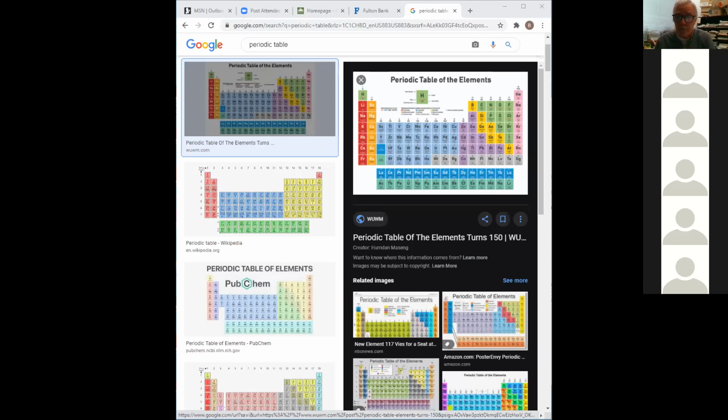For example, oxygen, atomic number 8. 8 total electrons. How many valence electrons? 2 in the first, 6 in the second. How many does it want? 6 from 8 is 2. It makes 2 bonds. That's it. See?